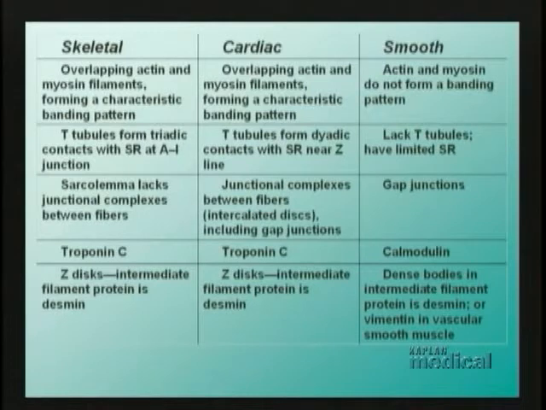The T-tubule system in cardiac muscle is a little less well developed, only forming what are called dyadic contacts with smooth endoplasmic reticulum that are found near the margins of a sarcomere at the Z-line. Smooth muscle has only limited amounts of sarcoplasmic reticulum and lacks a T-tubule system altogether.